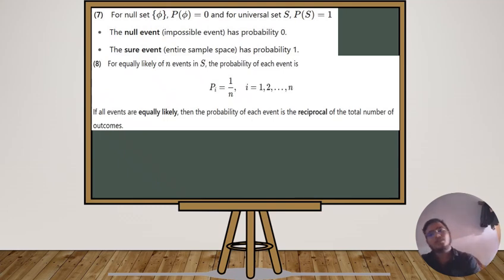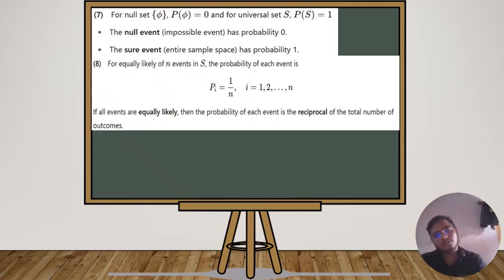I said that an impossible event always has probability equal to 0, and the sure event always has probability equal to 1. For equally likely events, P of each outcome is equal to 1 by n, for i equal to 1 up to n. So we have discussed what probability is, the classical definition of probability, and probability introduced through axioms. Now the next one we discussed is the properties of probabilities.